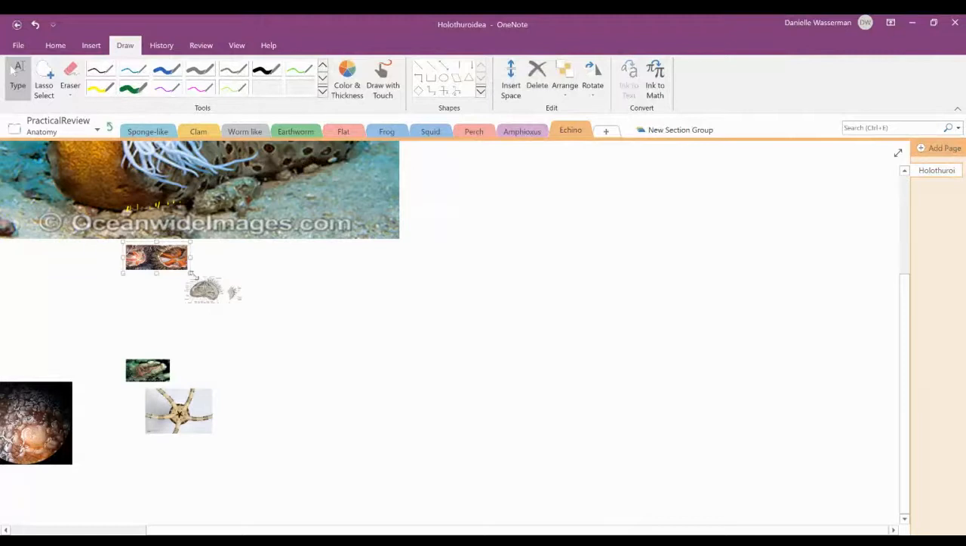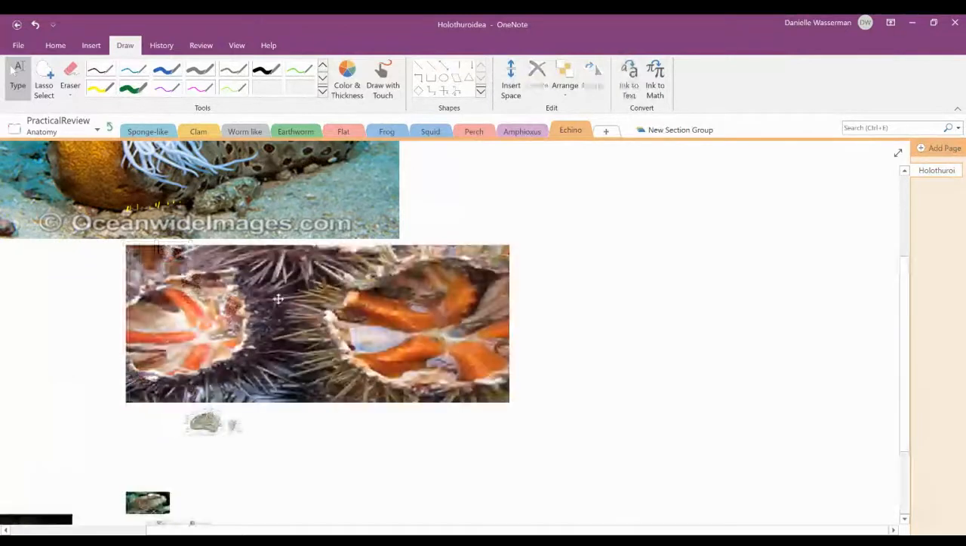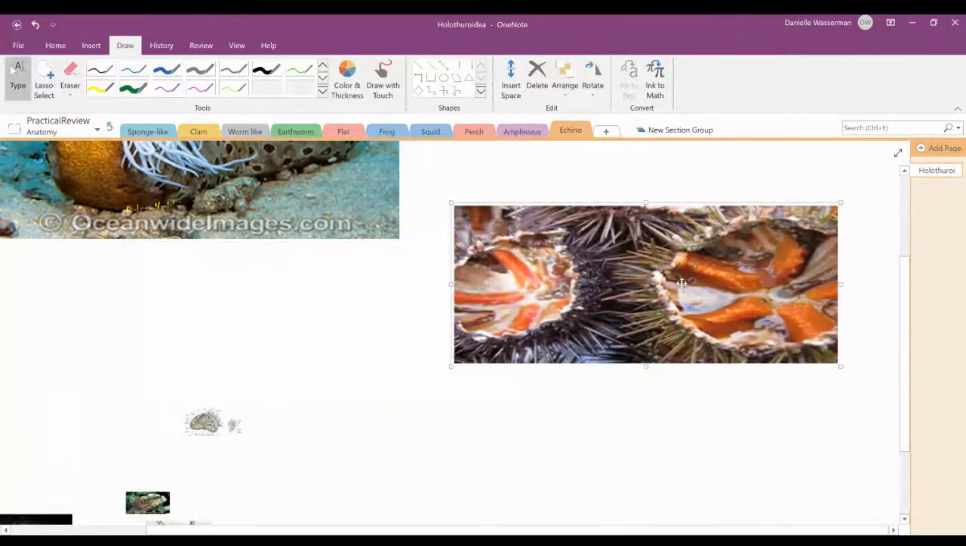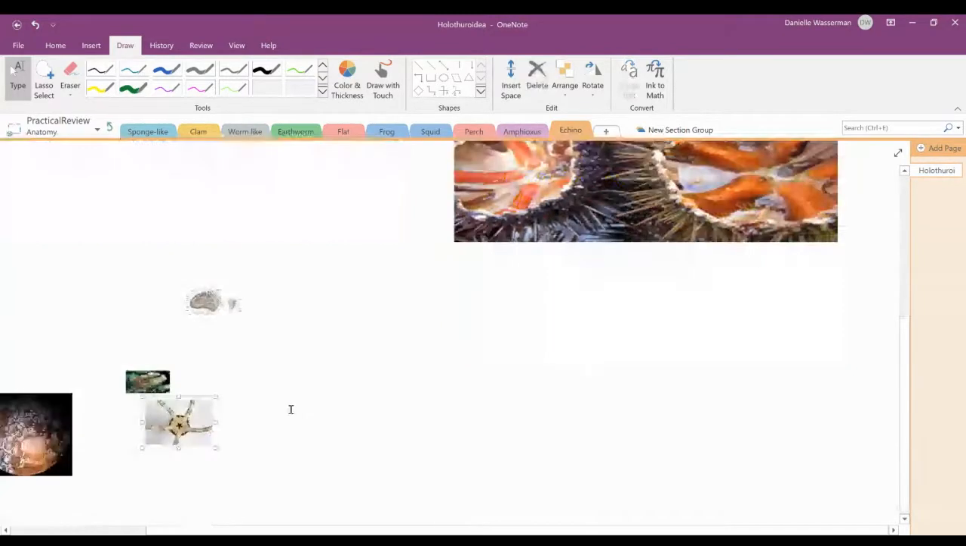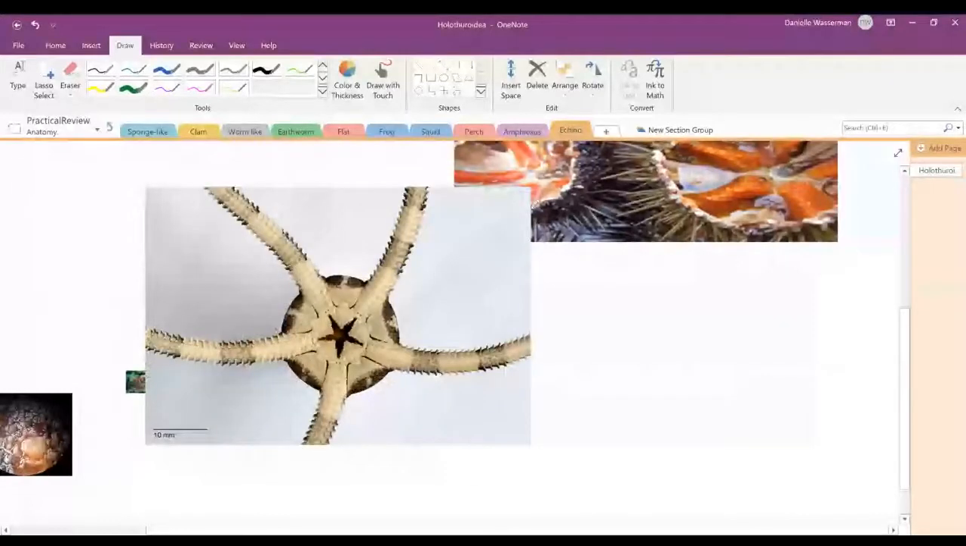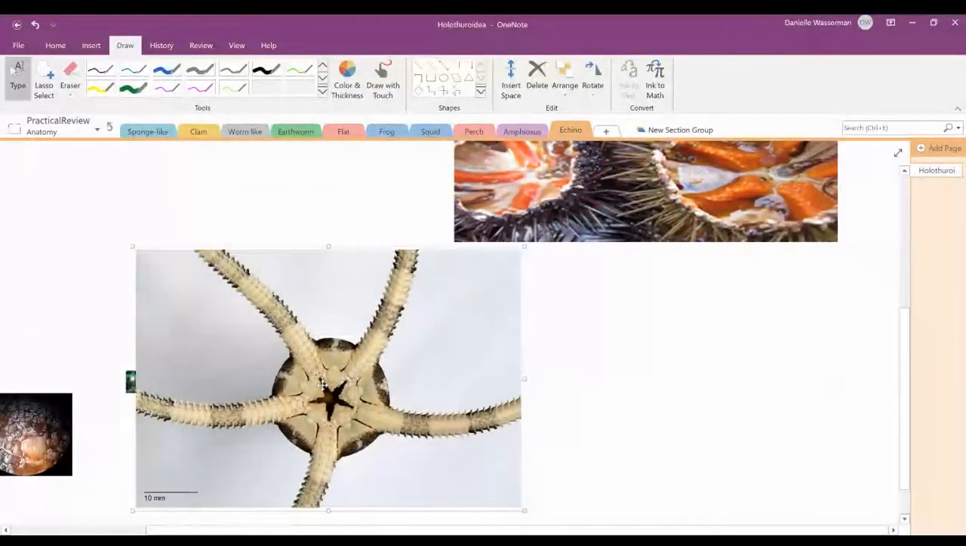Then there is the sea urchin, Echinoidea. I just wrote Holothuridia. Echinoidea. And this is mostly gamete. This, a brittle star, lacks a number of properties that the starfish has.